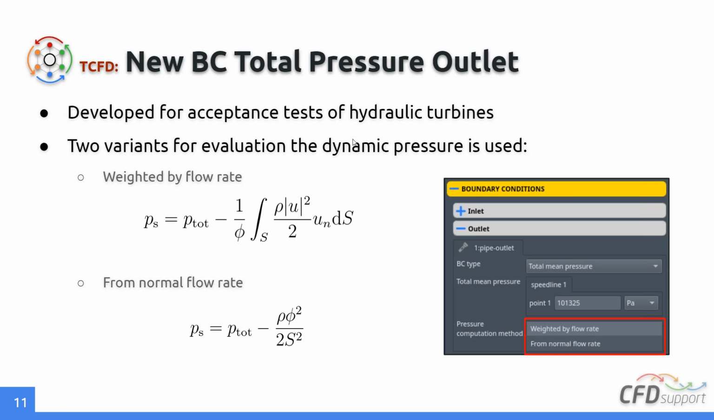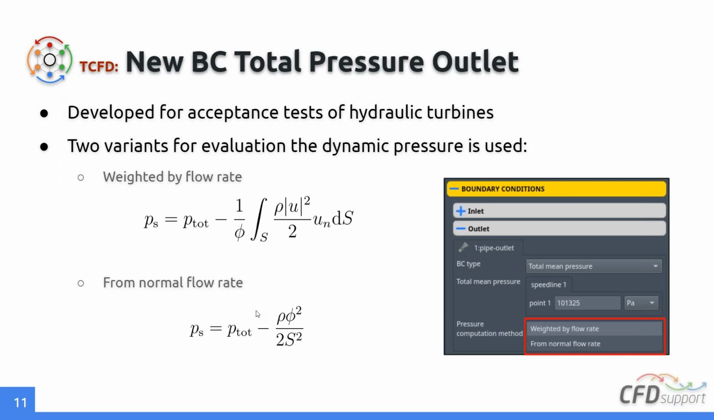We have developed a new kind of boundary condition of total pressure, but at the outlet, not at the inlet. Originally it was applied for the acceptance test of hydraulic turbines, where the total pressure is known in some closed circuit. There are two versions of how the dynamic pressure is evaluated for this kind of boundary condition. The first one is called weighted by the flow rate. This dynamic part is weighted locally by the flow rate and set to have the total pressure at the outlet not 0, but the given one.